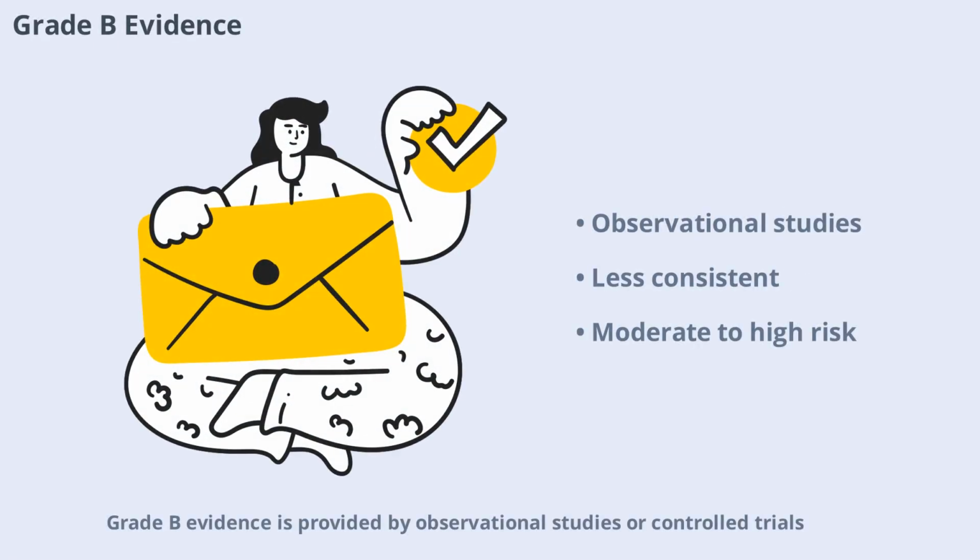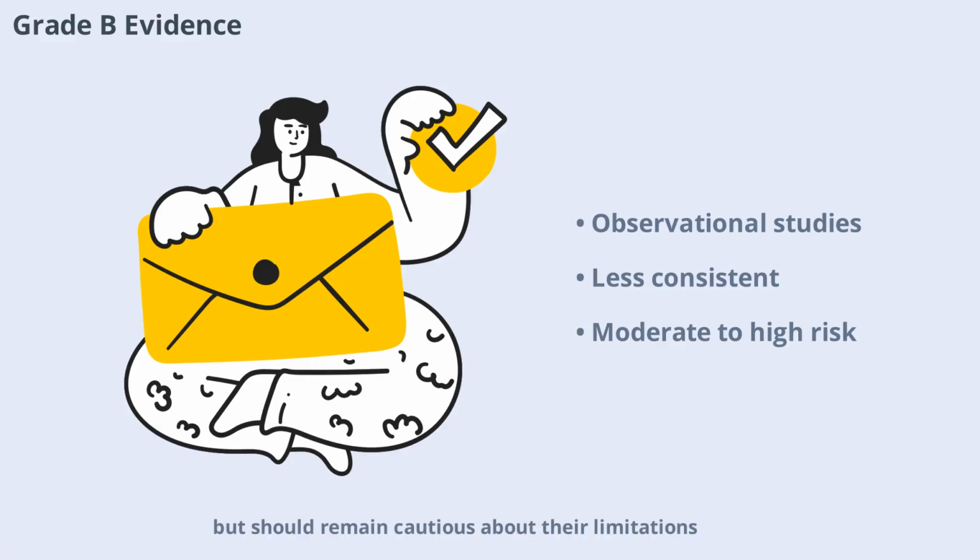Grade B evidence is provided by observational studies or controlled trials with less consistent results and a moderate to high risk of error. While not as strong as Grade A, these studies still offer valuable insights, especially when higher-level evidence is unavailable. Therapists may use Grade B treatments when appropriate, but should remain cautious about their limitations.